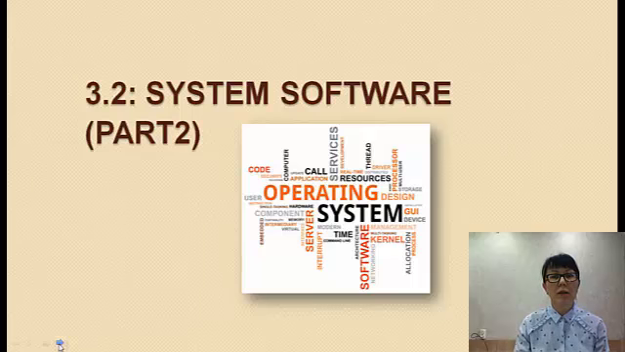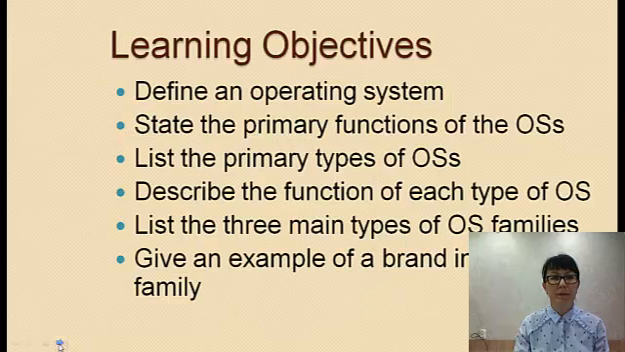So, the next part of our lesson is about system software. These are our learning objectives: define an operating system, state the primary functions of operating systems, list the primary types of OSs, describe the function of each type of operating system, list the three main operating system families, and give an example of a brand in each operating system family.